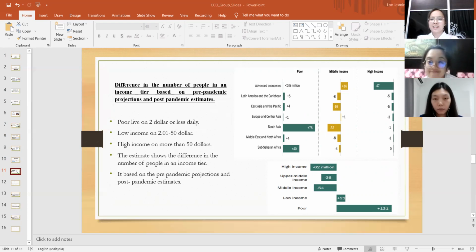In 2011 prices, the estimate shows the difference in the number of people in an income tier based on pre-pandemic projection and post-pandemic estimate. The term post-pandemic refers to the period since the onset of the pandemic in January 2020. It is assumed that there is no change in the income distribution in a region from the benchmark year for the projection to 2020. Next slide.